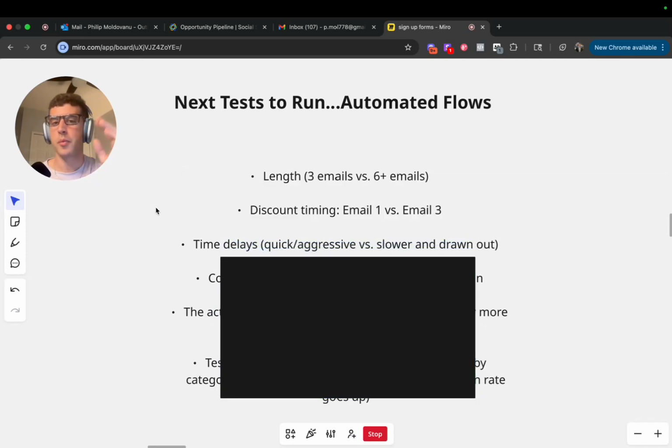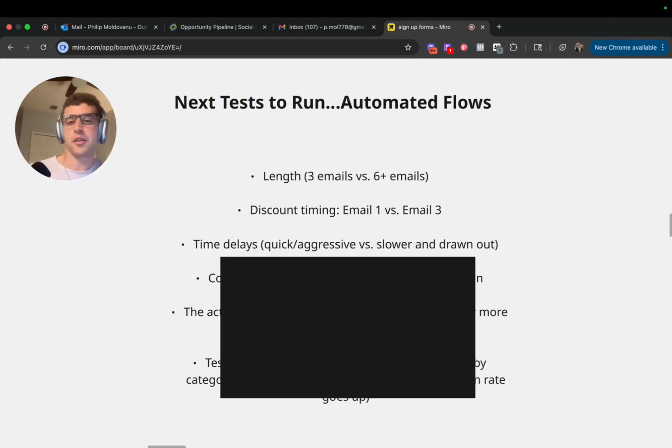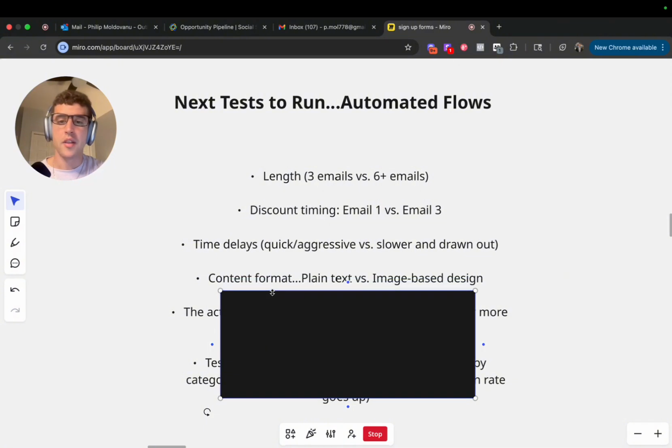Time delays, same thing with the sign up form, also applies to your flows. Are your flows firing quickly and aggressively, or are they slower, drawn out, letting things sink in? If you're a low ticket brand, especially with consumable products, you want to get your consumption rate up. You want people to see you as much as possible in that first window, and you want to convert them as quickly as possible so that you can upsell them on the back end and increase their LTV. For brands selling high ticket products, you don't have to convert them on the first day. You can take your time to really show them a lot of social proof, testimonials, risk reversals and all that stuff. So test these things to figure out what's better for your brand. The actual content format.